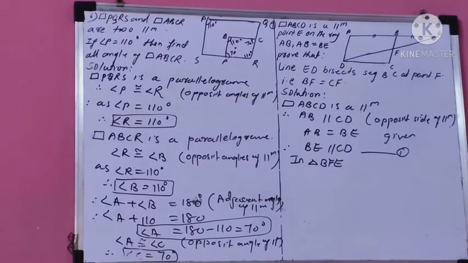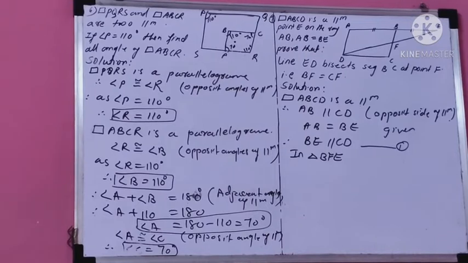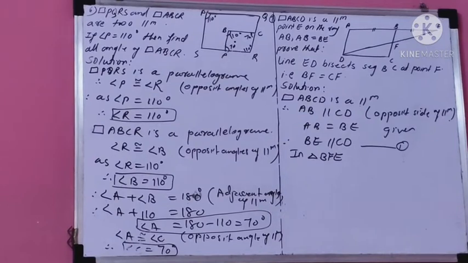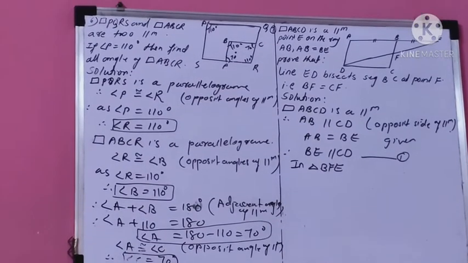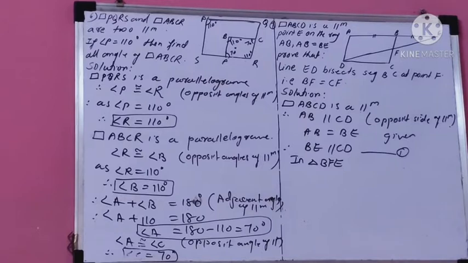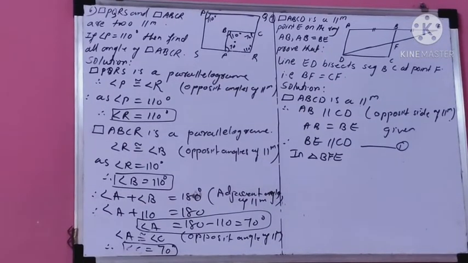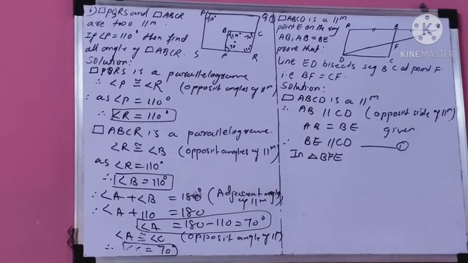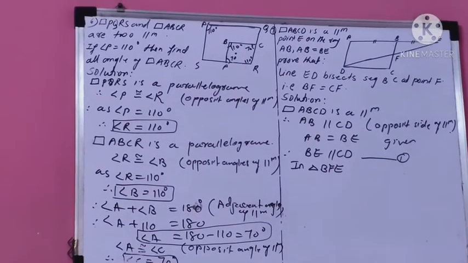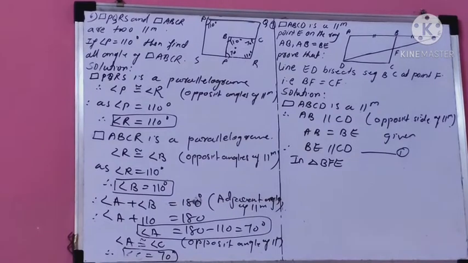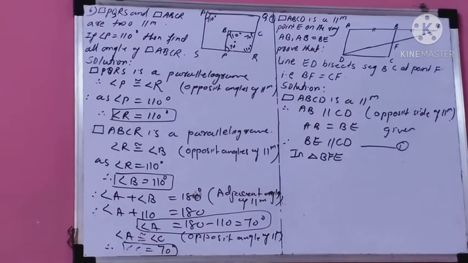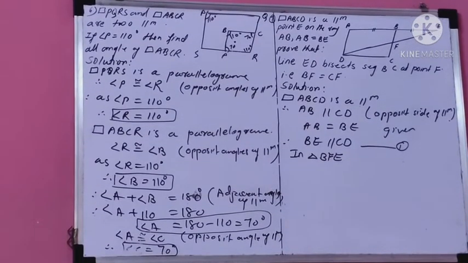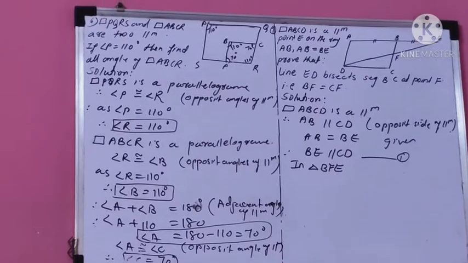The quadrilateral PQRS is a parallelogram. So you know that the opposite angles of a parallelogram are congruent. So therefore angle P is congruent to angle R. So as angle P is 110 degrees, then angle R is also 110 degrees. Now in quadrilateral PBCR, if angle R is 110 degrees, then angle B is also 110 degrees, as opposite angles of a parallelogram are congruent.